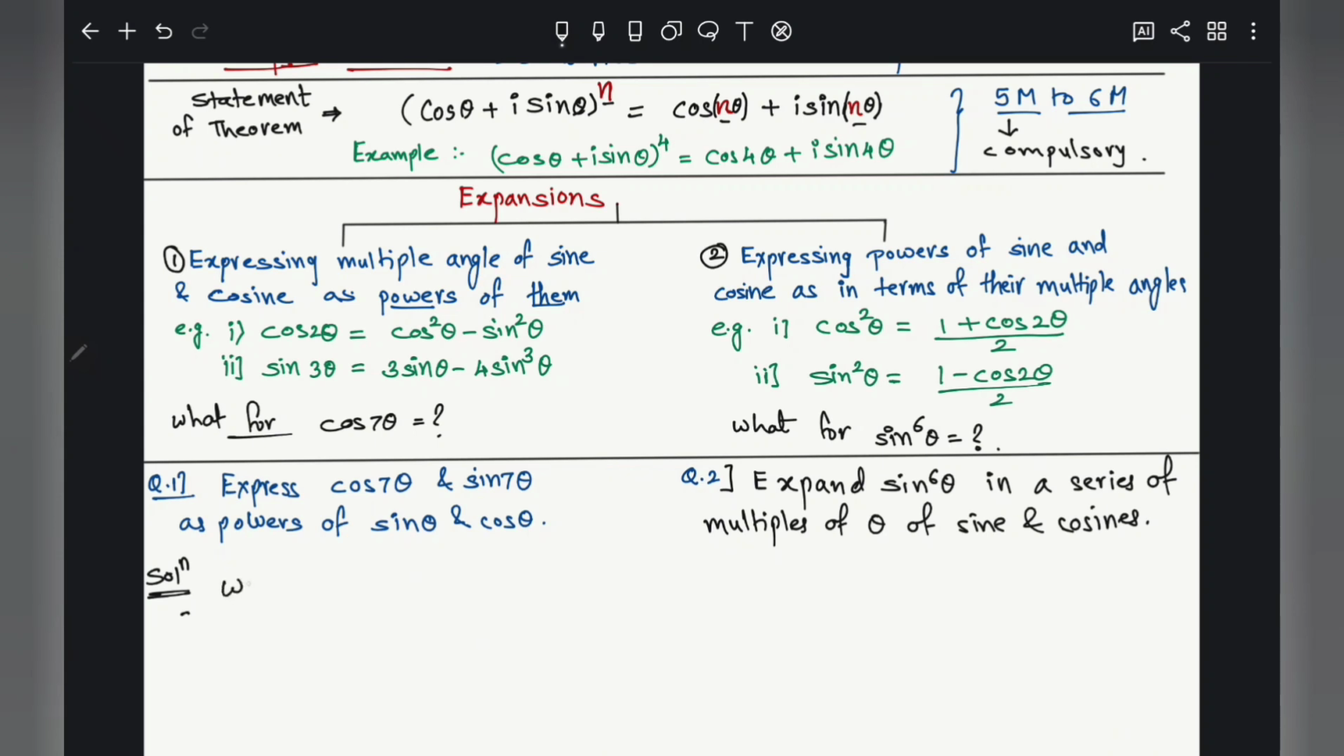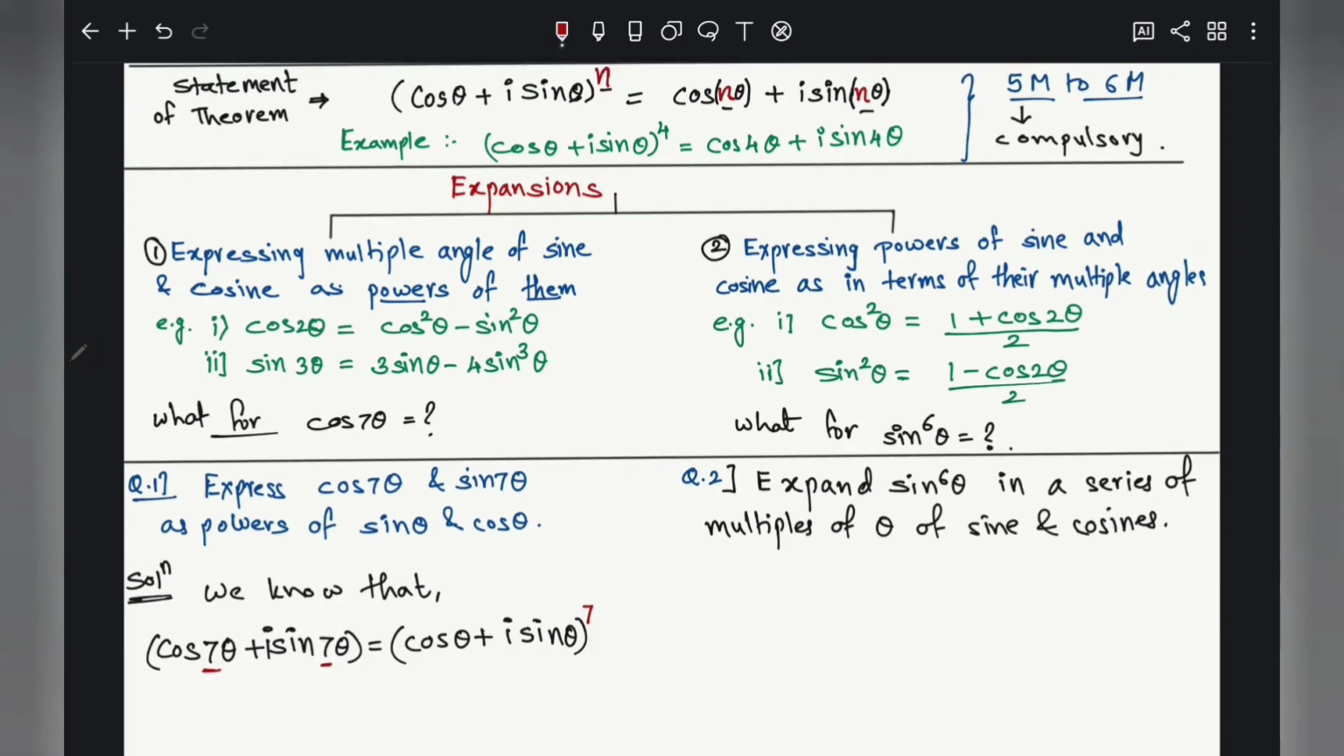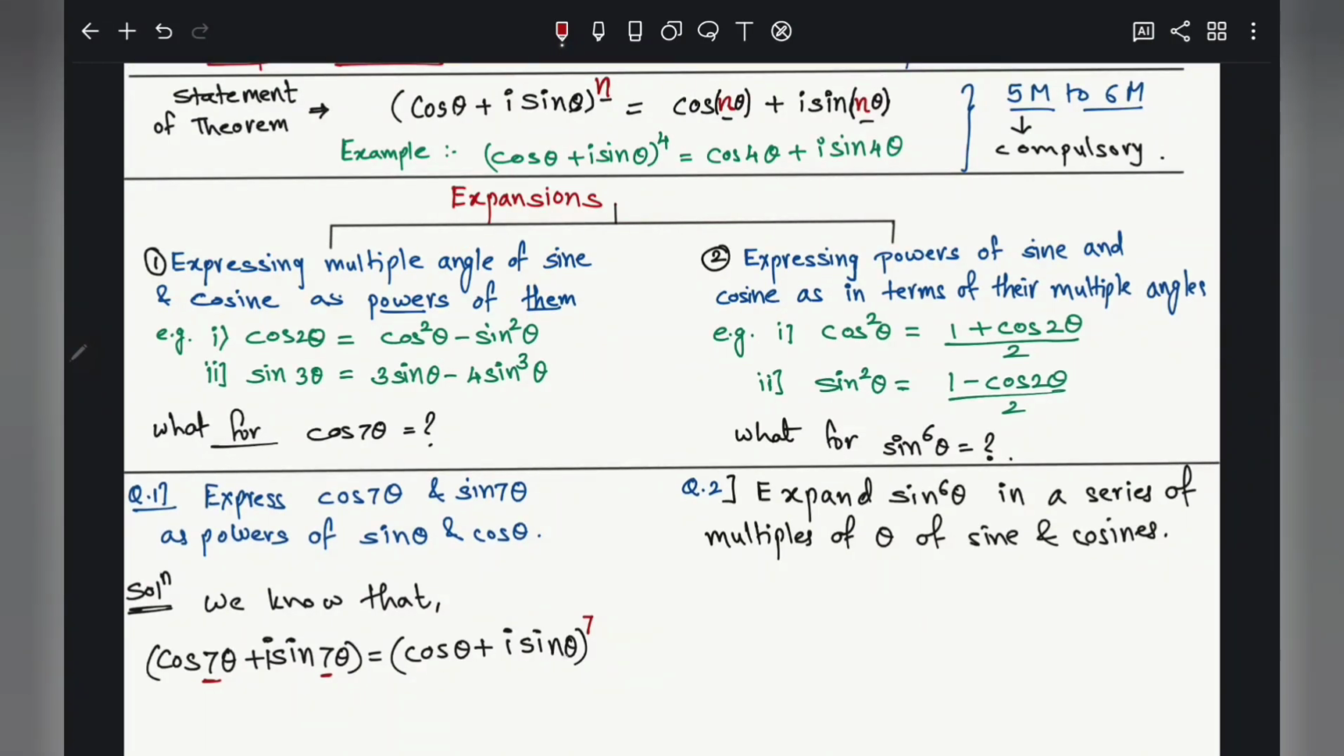We know the statement. We are going to use only the statement of De Moivre's theorem, as I said. Here I have copied the statement for n equal to 7. You can see here cos 7 theta plus i sin 7 theta. From the statement it can be written as (cos theta plus i sin theta) raised to 7. We are just using the statement, and that's it. That is the first step which you should know and write successfully, and we are actually done.